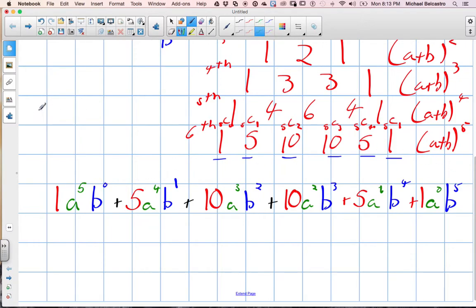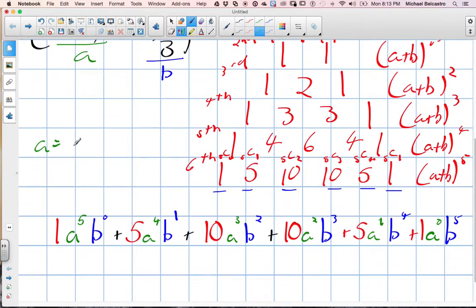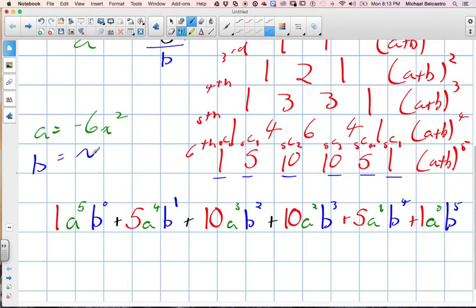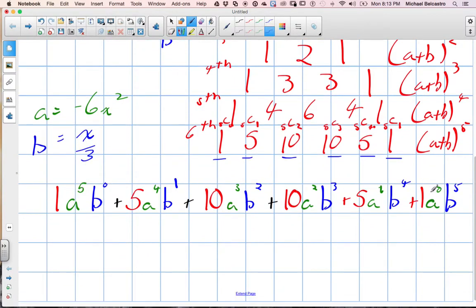Remember that a was equal to negative 6x squared, and b was equal to x over 3. These would be considered difficult terms to expand. But once we've built this formula here, it's just substituting numbers in. So our next row, we have 1 times whatever our a term is.